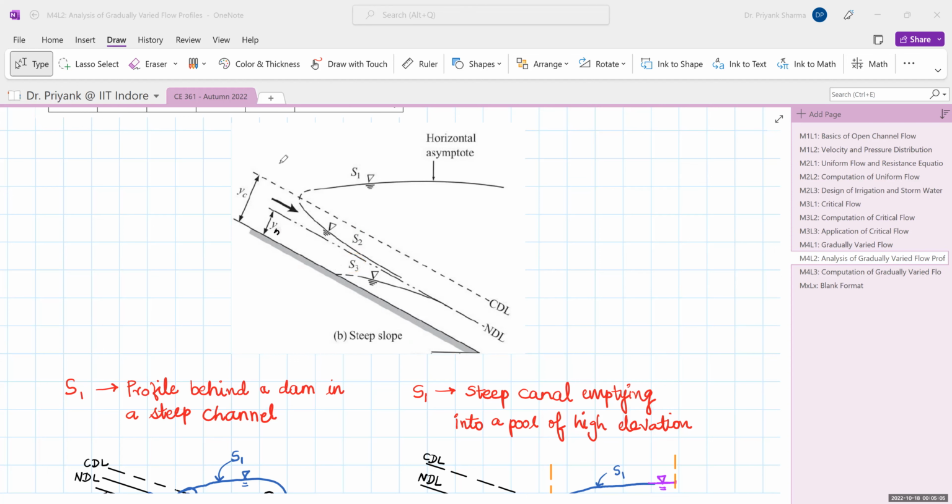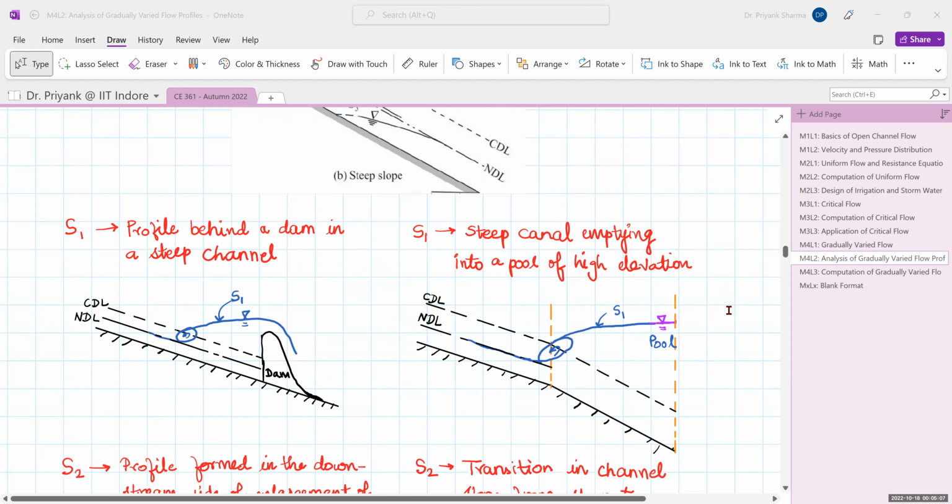So let us practically understand where these profiles are formed. Similar to the M1 profile, your S1 profile is formed behind a dam in the case of a steep channel. In a steep channel, your CDL is greater than your NDL. So in order to have a transition from supercritical flow here to subcritical flow, a hydraulic jump would be formed, and then your water surface would rise, and thus a backwater S1 profile is formed.